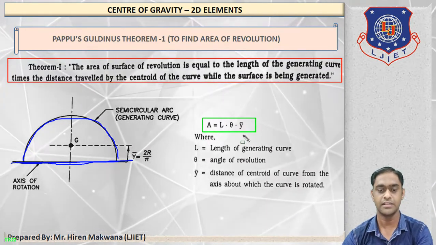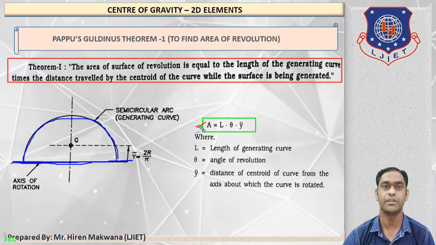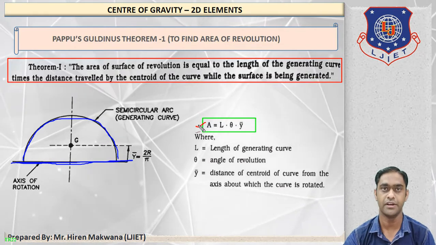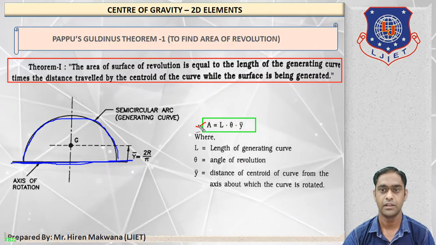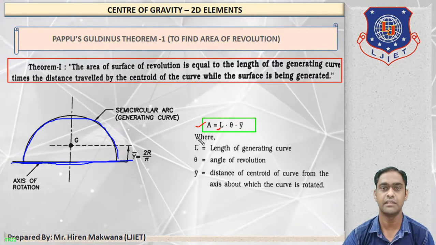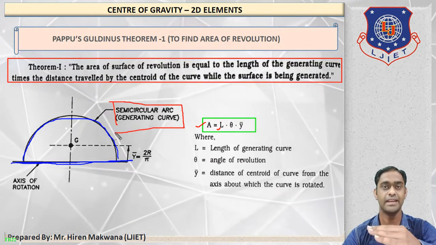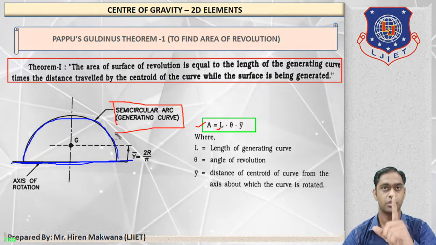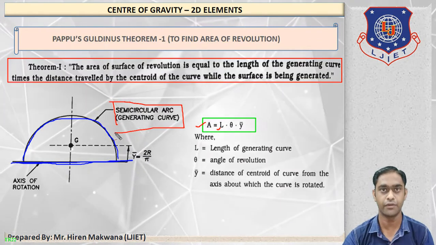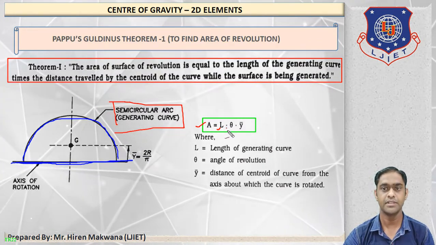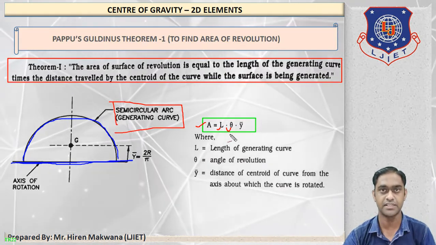In this, what is A? A means the area of the figure going to be generated. So here a sphere is going to be generated, so we have to calculate the area of the sphere. Now what is this L? L means length. Length of what? Length of this semicircular arc which is being revolved. So the object which is revolving about a certain axis, that length we have to put in this formula. What is theta? Theta means angle of revolution. So the angle of revolution is 360 degrees, so theta will be 360 degree.